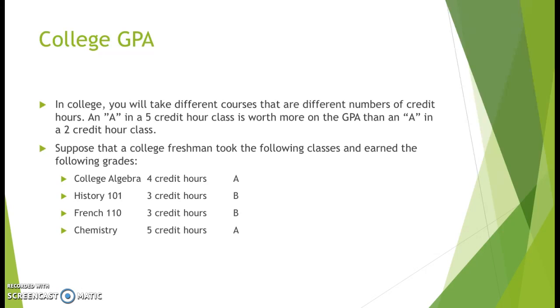They're still important, though. Let's suppose that a college freshman took the following classes and earned the following grades. College algebra was 4 credit hours and got an A. History 101, 3 credit hours, got a B. French 110, 3 credit hours, got a B. And chemistry, 5 credit hours, and got an A.